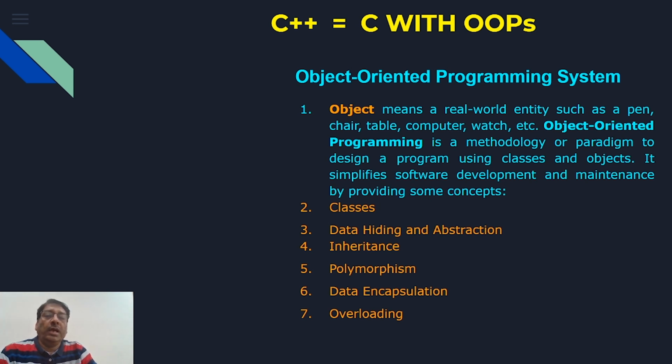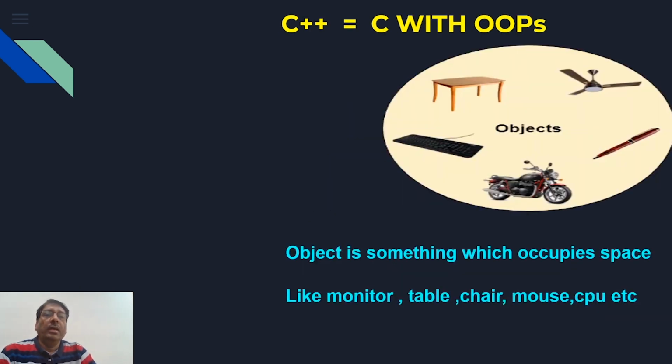Now, around us we have a CPU, a monitor, keyboard, table, chair. If you have to remember all this, then we are going to group them. We are going to say monitor, keyboard, CPU come in one group, and table and chair you can put in another group. That means based on something common among them, you are going to group them, and this group is nothing but a class. So these are the various objects. You can say anything that occupies space is an object.